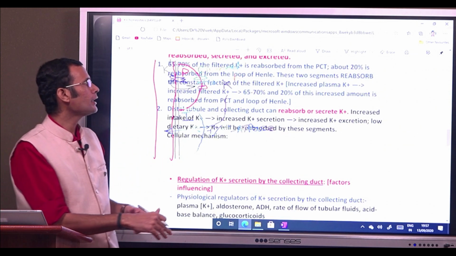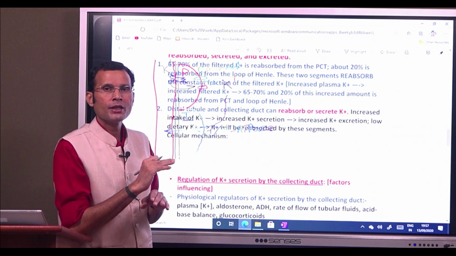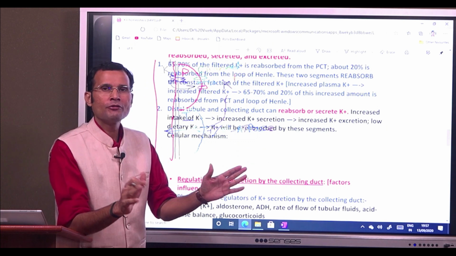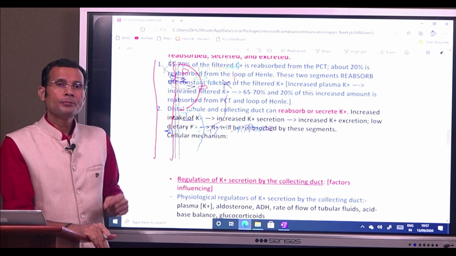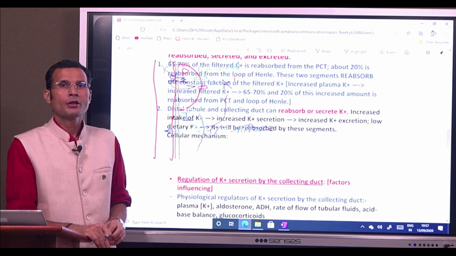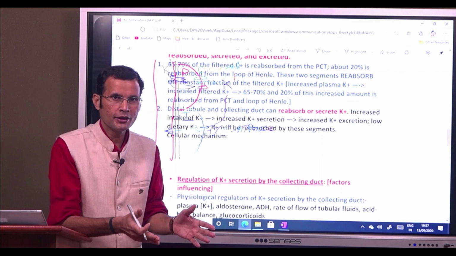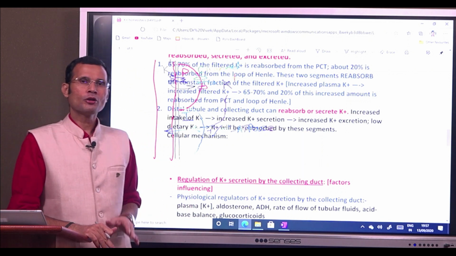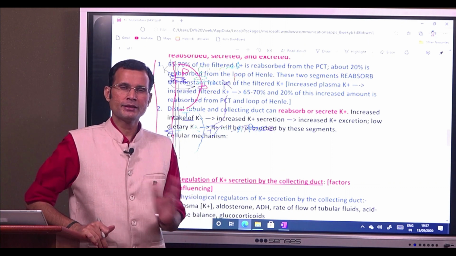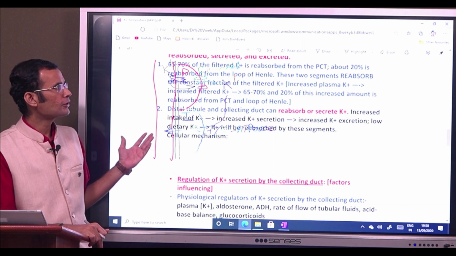Now let me just quickly go through this part. 65 to 70% of the filtered potassium is reabsorbed from the PCT. Almost whatever amount filtered. And remember, if potassium levels have increased in the plasma, then filtration of the potassium at the glomerulus will also increase. Whatever amount got filtered, 2/3 of it, 67%, 70% almost, is reabsorbed from the PCT. So major reabsorption occurs in the PCT.